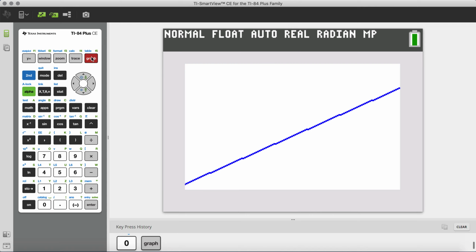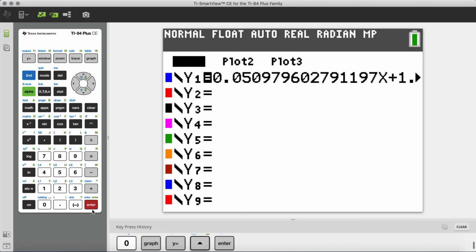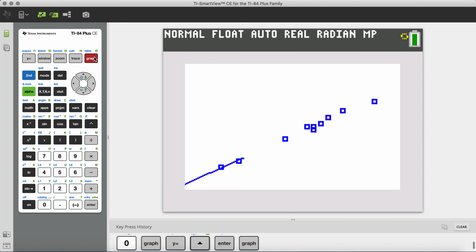Okay, that gives us a really nice line. If you want to make sure that the data looks good, turn your plot 1 on and now click graph. Okay, boom. Linear regression is going right through all those points. So that means you have nailed your window. It all looks great.